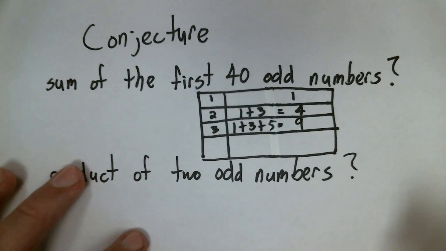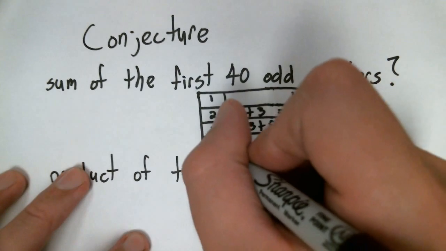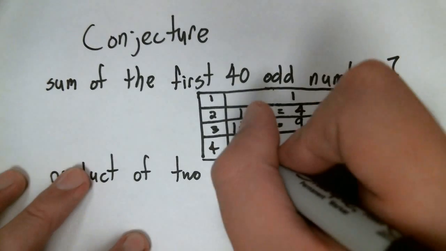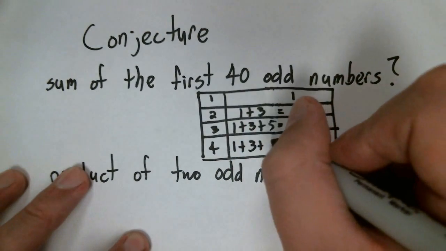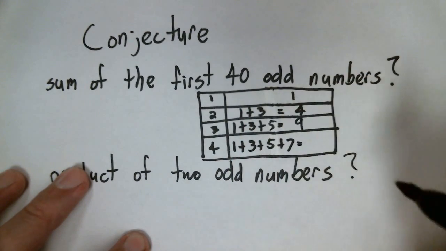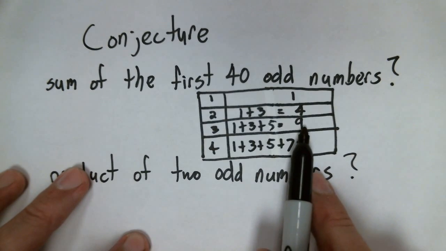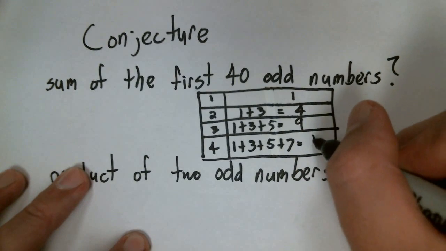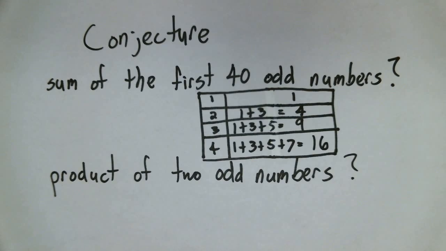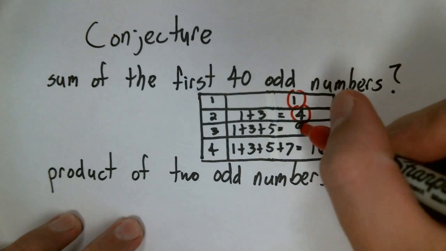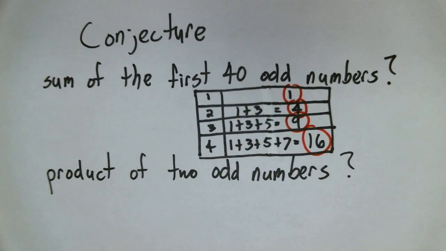Now, you guys hopefully can start to see the pattern. What about the sum of the first 4 odd numbers? 1 plus 3 plus 5 plus 7. Basically, I'm just adding 7 to this previous number. So 9 plus 7 is 16. Ooh, I hope you guys can see the pattern here. 1, 4, 9, 16. If you don't see the pattern yet, pause the video and see if you can figure out what the pattern is.